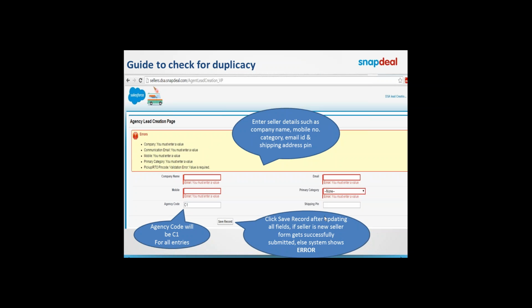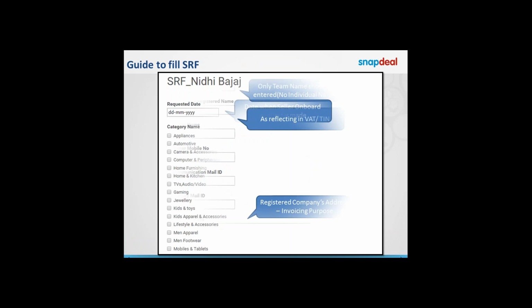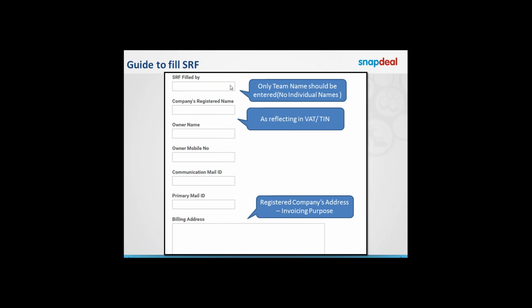Now this is the seller registration form. You put the requested date, the date when the seller onboarding request is being made. You select his primary category from the list given here. You put a tick mark on the appropriate checkbox. SRF is being filled by whom?